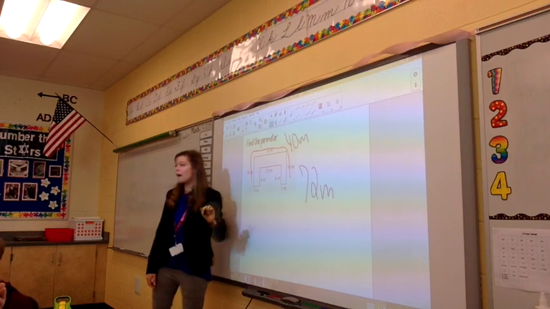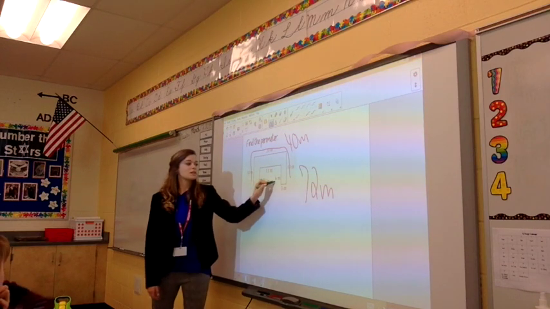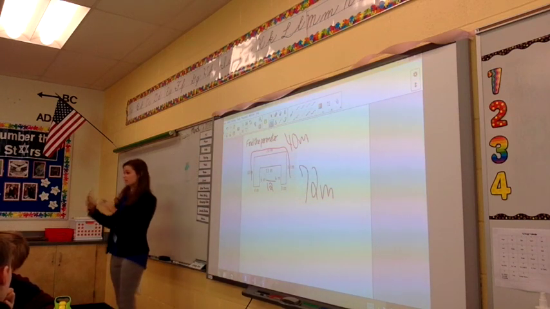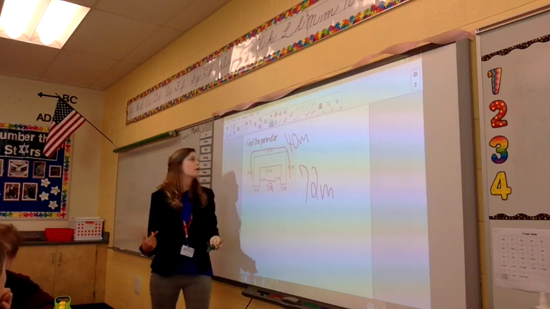4 and 3 a little faster. Or you automatically know that 6 plus 6 is 12. So you can kind of chunk and group them together, which will help you do it quicker.